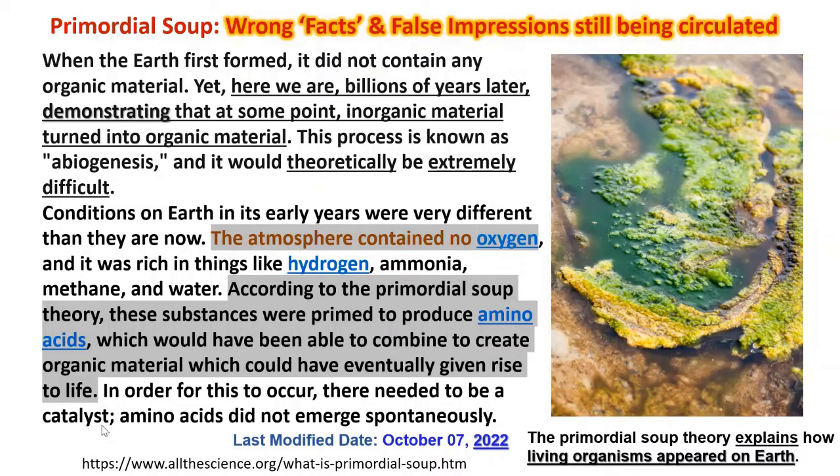In order for this to occur, there needed to be a catalyst, amino acids. Just a minute. Amino acids did not emerge spontaneously. So now it says they did not emerge spontaneously, but the substances were primed to produce amino acids. And the primordial soup theory explains how living organisms appeared on Earth. You see how this article itself is full of contradictions. Suggested, and then became demonstrated, and then explains how living organisms appeared on Earth.